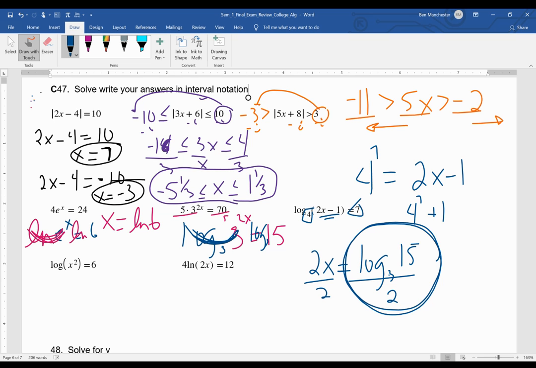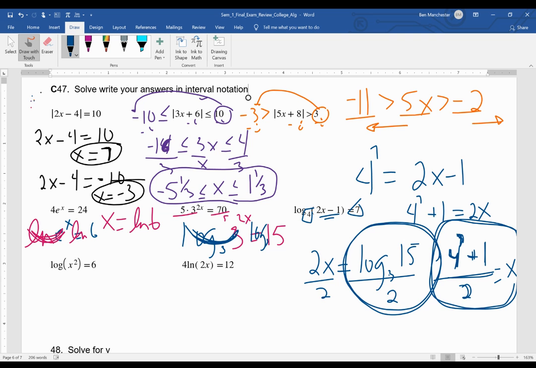So 4 to the 7th plus 1 equals 2x, and then 4 to the 7th plus 1 divided by 2 is x. Now, once again, your calculator can tell you what that is. I happen to not have one with me, so that's going to be my answer right there: 4 raised to the 7th power plus 1, all divided by 2. Okay, I know it's a little crazy.